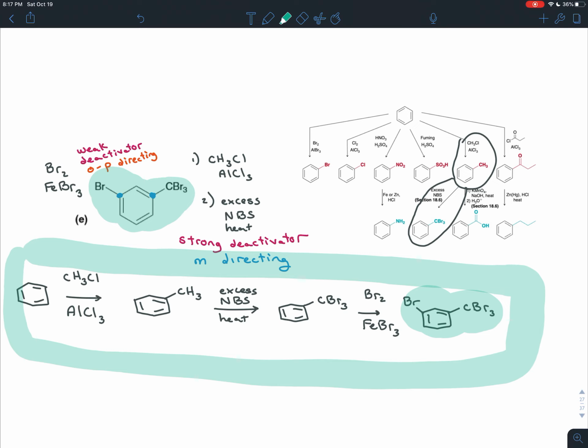The steps are first figure out what recipes you need to use, and then based on the orientation of the branches, ortho, meta, or para, think about the order you have to do those reactions in.